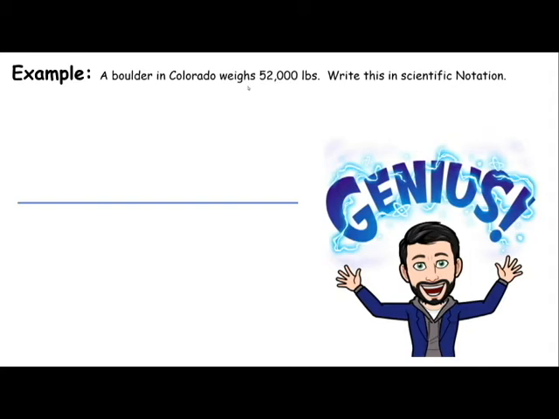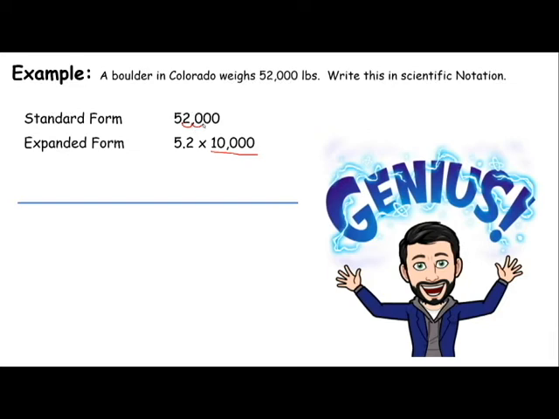Consider this. A boulder in Colorado weighs 52,000 pounds. Let's write that in scientific notation. 52,000 pounds. Now, usually you would see that as 52,000. This is called standard form. This is 5.2 times 10,000. I know this because if I want my decimal to be here, I would have to do 5.2 times 10 to get 52, times another 10 to get 520, times another 10 to get 5,200, times another 10 to get 52,000. 5.2 is a number between 1 and 10, but this number is not big enough. I need to multiply it by a bunch of 10s to make it equal 52,000.